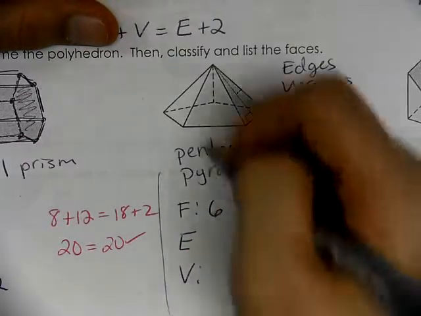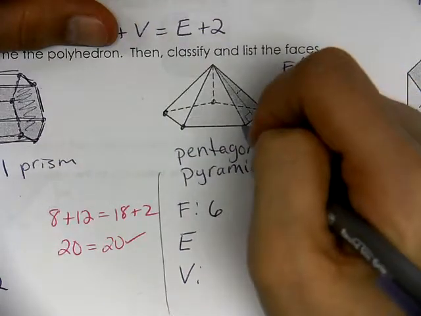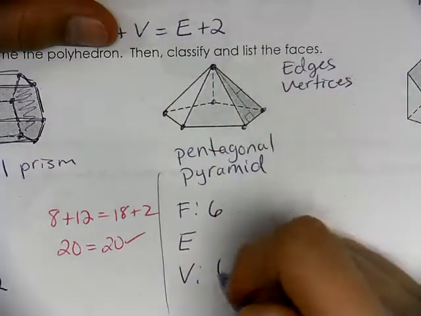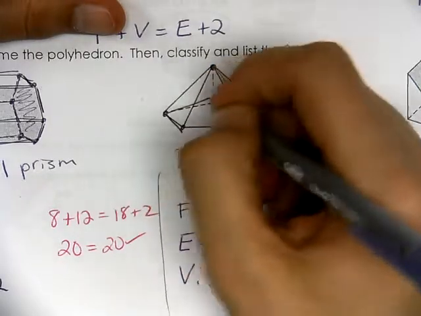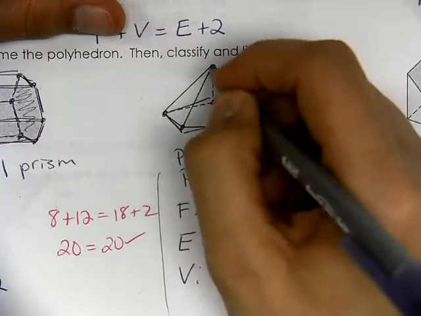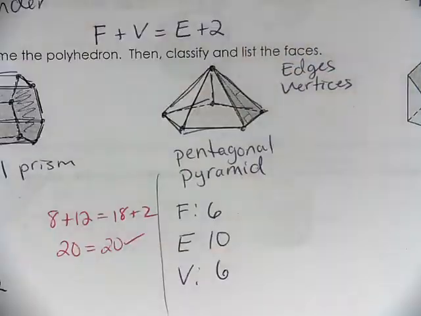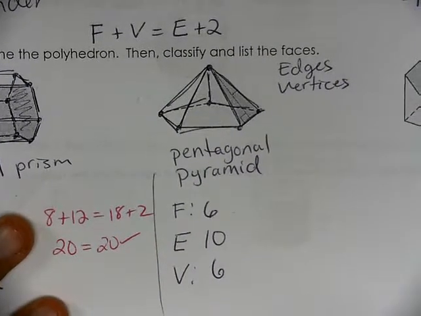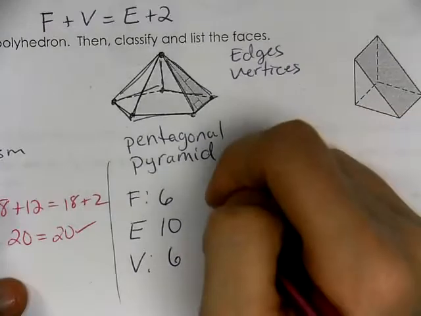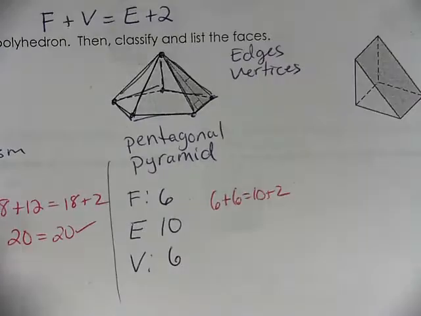Number of edges or vertices. Let's do vertices. 1, 2, 3, 4, 5, 6. Edges 1, 2, 3, 4, 5, 6, 7, 8, 9, 10. That's where I count them. Then check with your formula. 6 plus 6 should equal 10 plus 2. What do both of those sides equal?